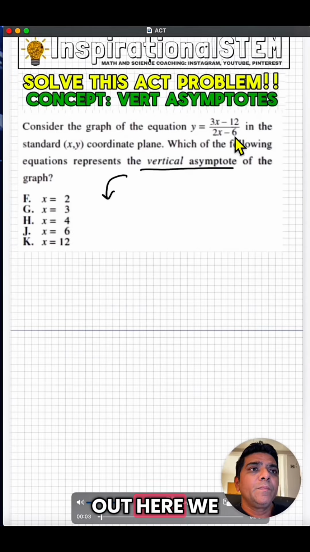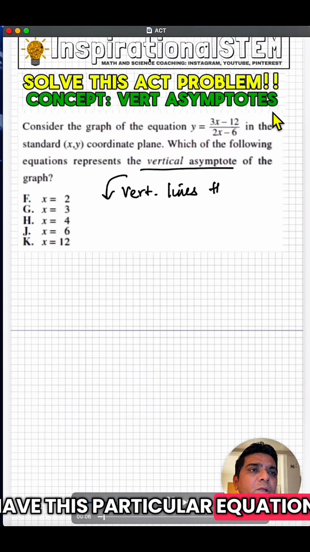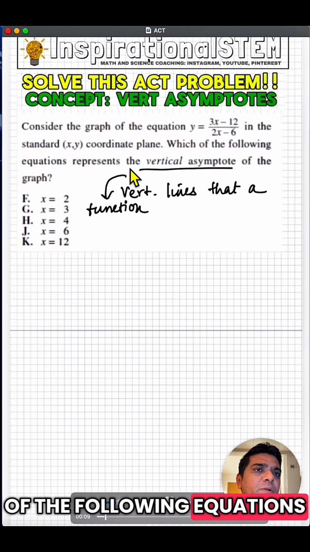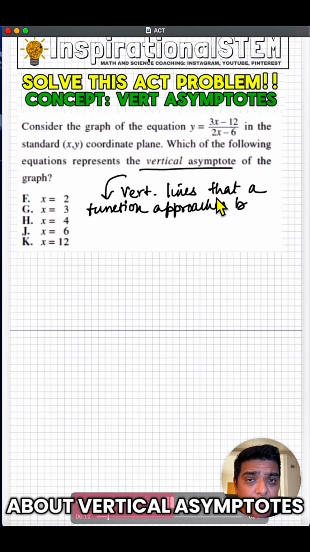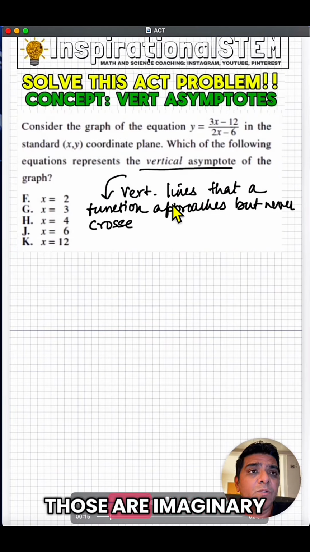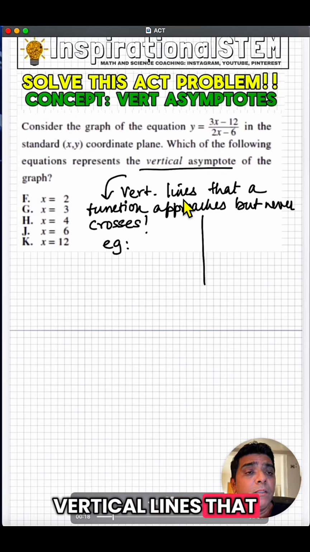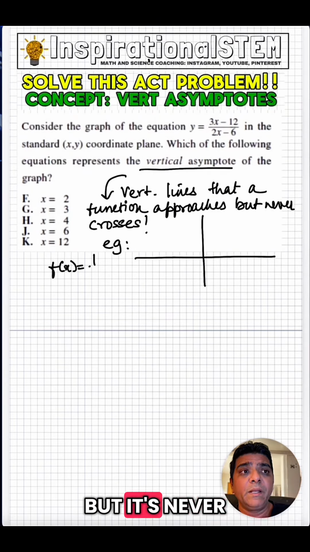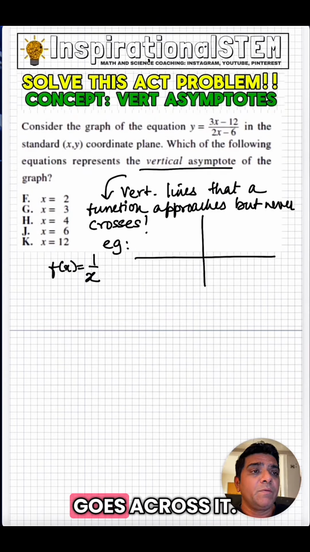Out here we have this particular equation, and we want to find out which of the following equations represents the vertical asymptote. So let's talk about vertical asymptotes for a little bit, see what those are. Those are imaginary vertical lines that a function will approach, but it's never going to cross. Okay, so it never goes across it.